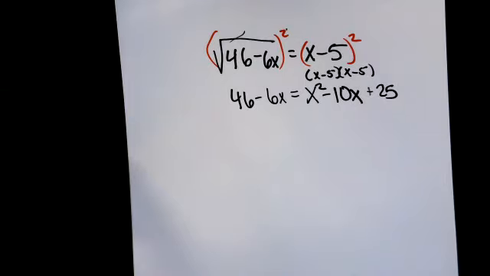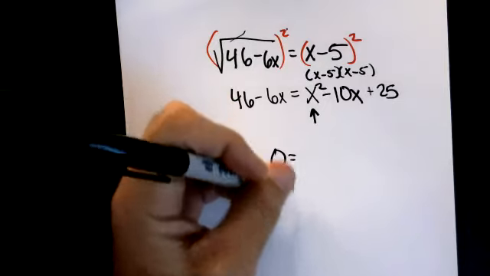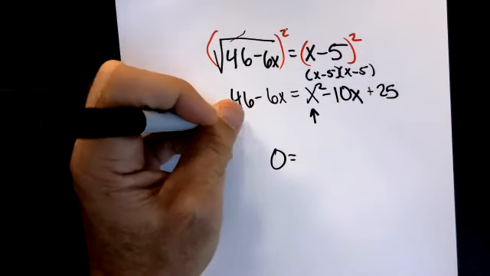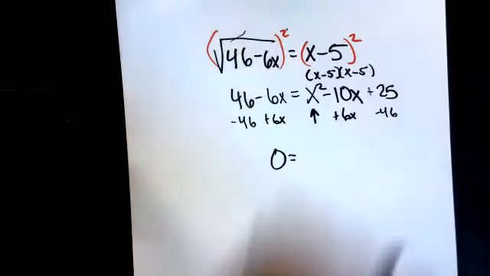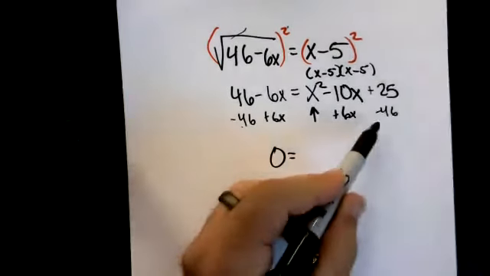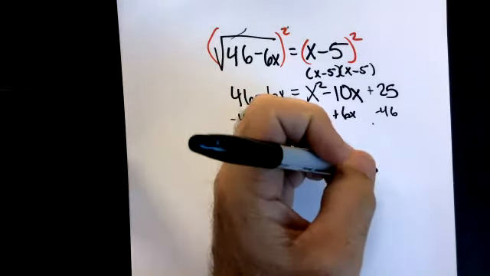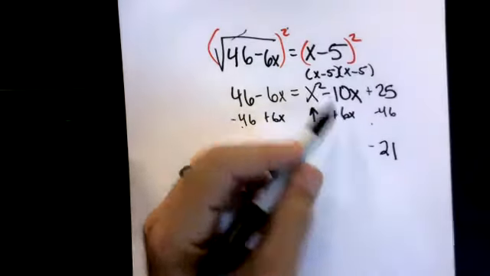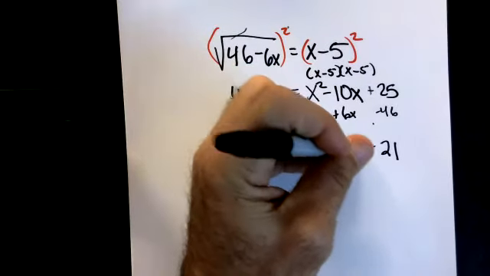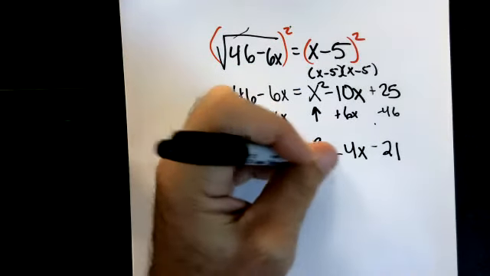Now, it's been a minute, but you guys remember when we have an x squared, that's called a quadratic. Solving quadratics got a little ugly. So remember, what we got to do is set this equal to 0 to solve. So we need to get both of these guys over here. So if I subtract 46, 25 minus 46 is negative 21. If I add 6x, negative 10x plus 6x is a negative 4x. Then we have that x squared.